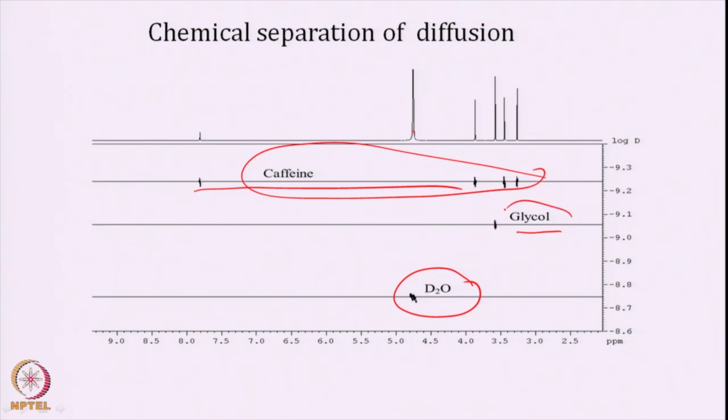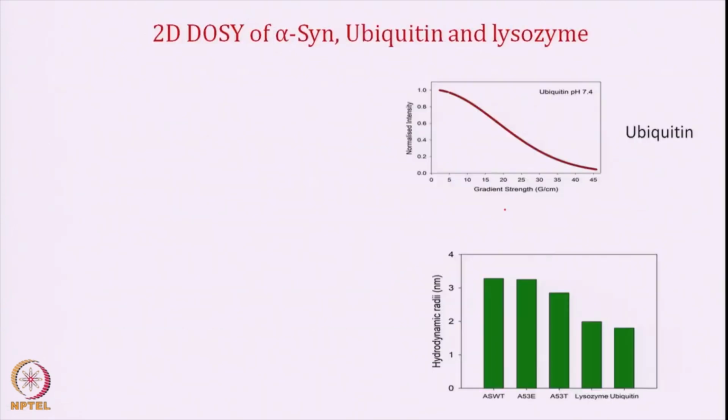So, here one can separate these compounds, not physically, but spectroscopically we can separate the caffeine, glycol and D2O by recording the DOSY experiment. Now I will come to a little bigger molecule. Suppose I have a protein, what can we do?